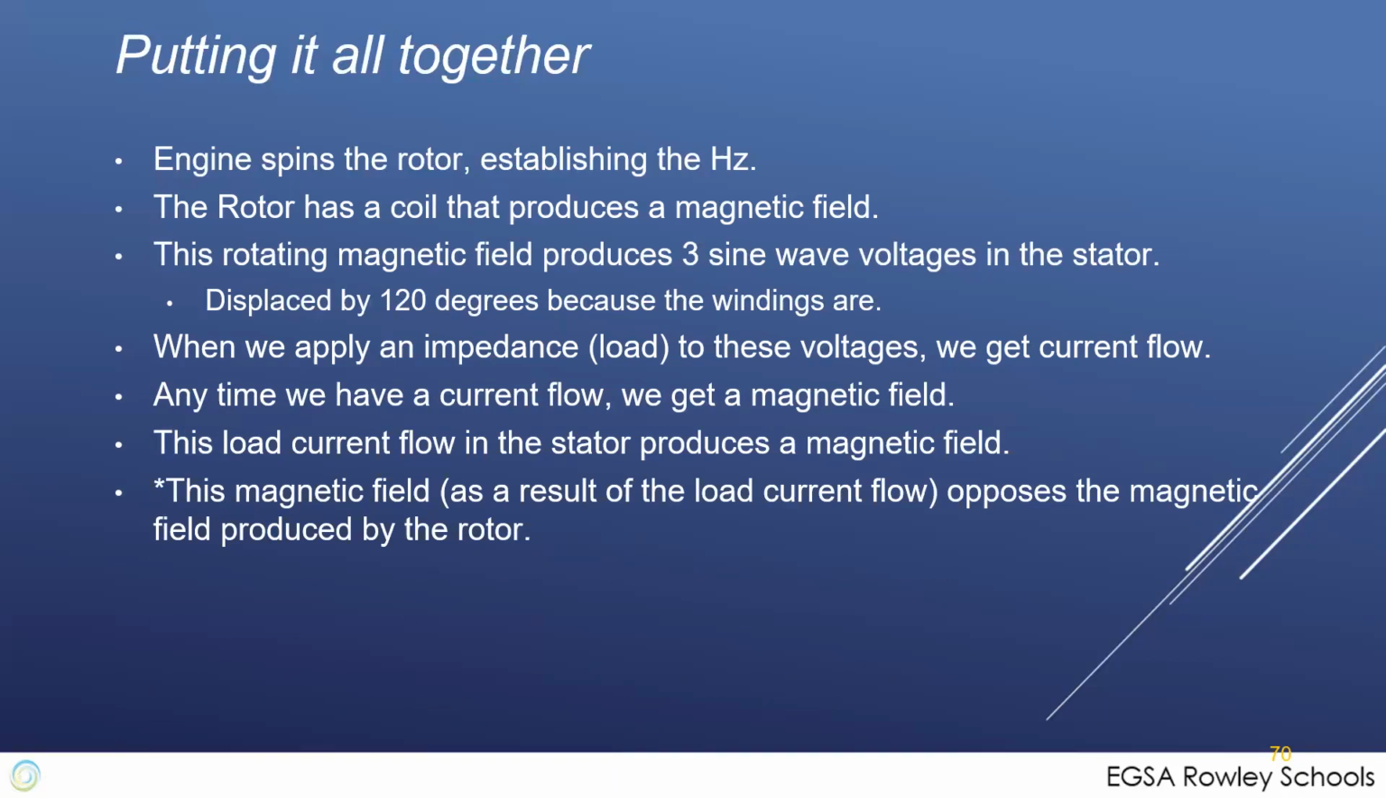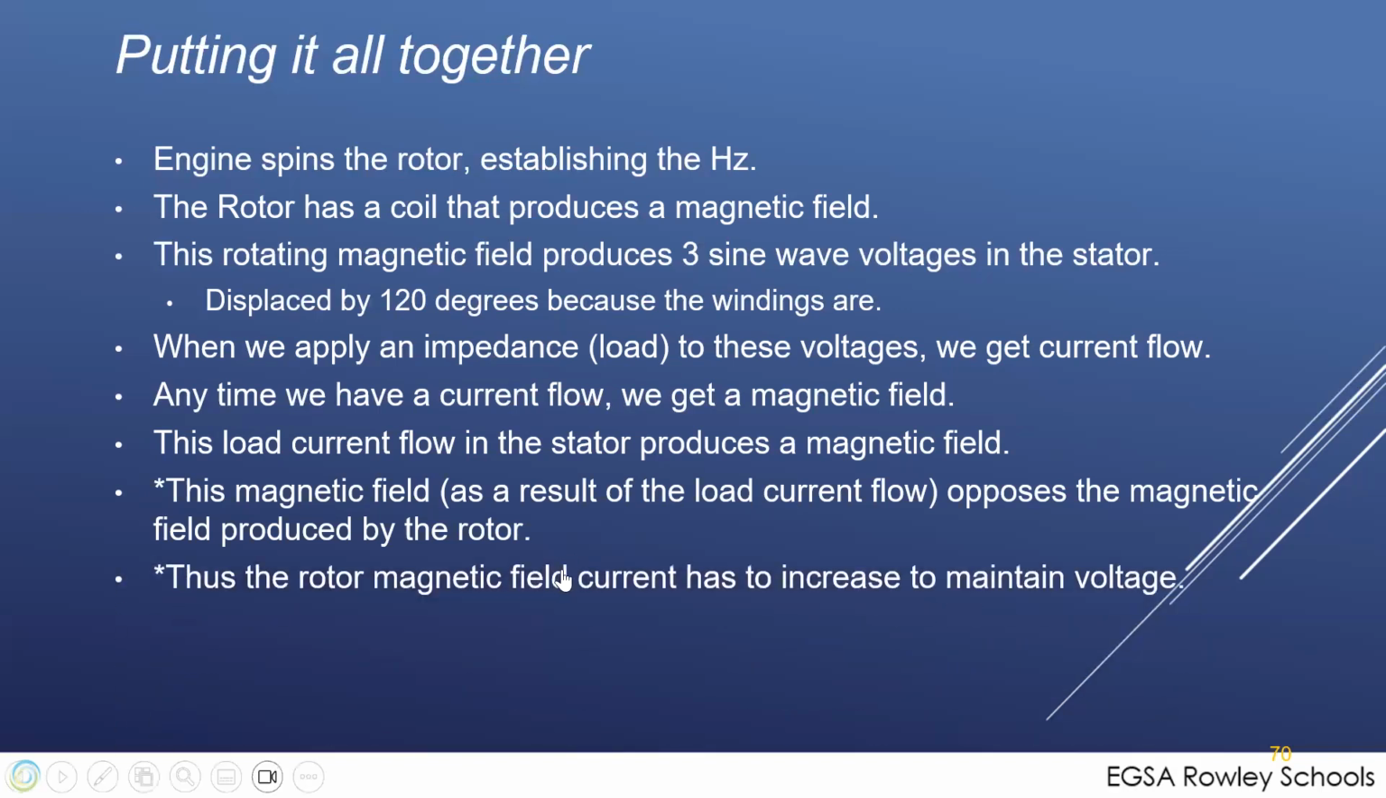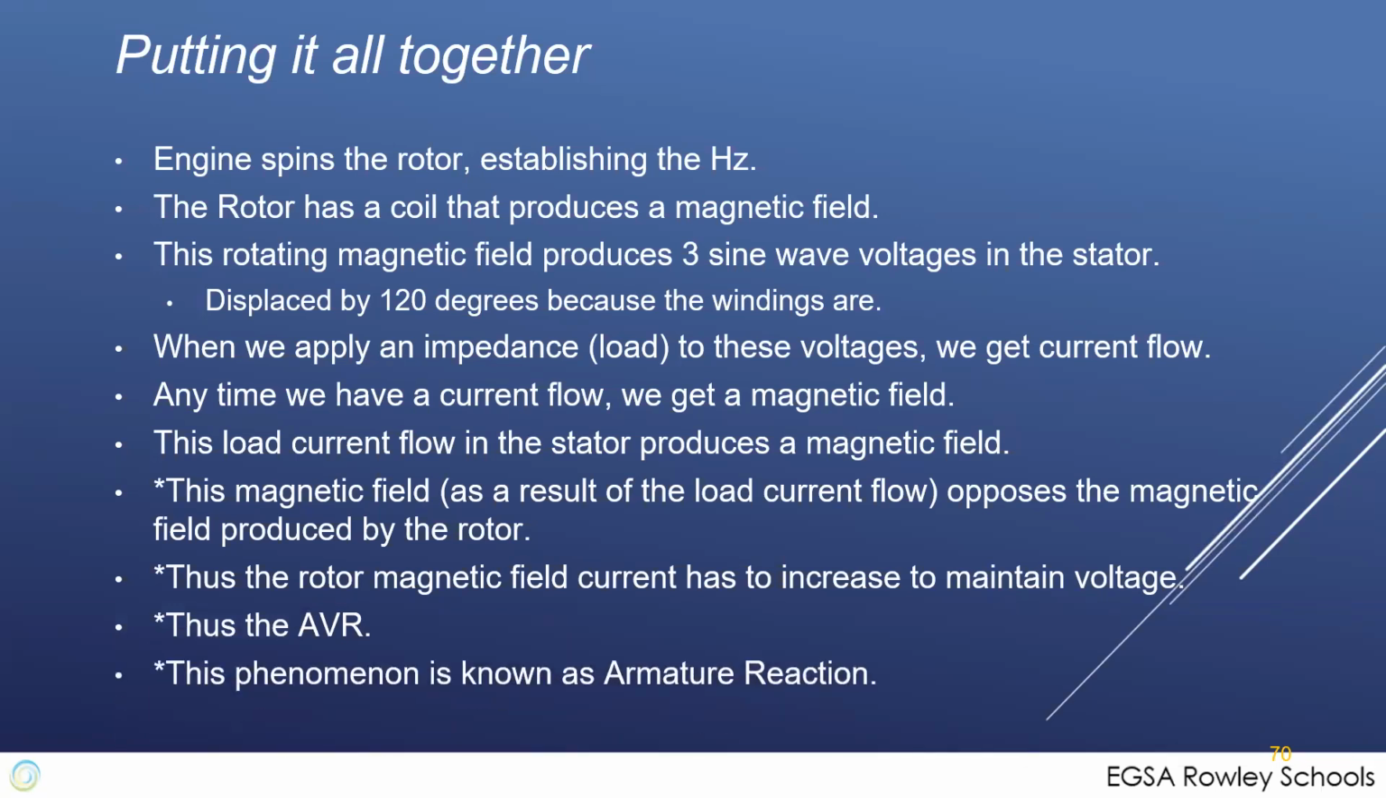And so now we have a strong magnetic field produced by the rotor, producing a voltage in the stator. A current flow in the stator produces a magnetic field that opposes the field produced by the rotor. And so we have to increase the rotor magnetic field to maintain our voltage. And this is what the role of the AVR is. And this phenomenon is called armature reaction.